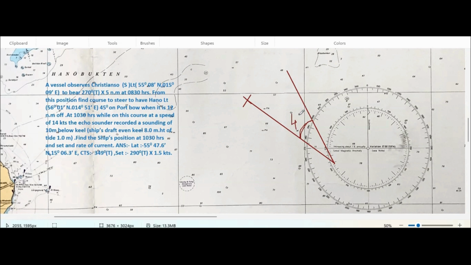This is your 45 degrees on port bow. This is my heading, and this lighthouse is 45 degrees on port bow. Never think this 45 is the bearing. Bearing is from A to B. This bearing we don't know.